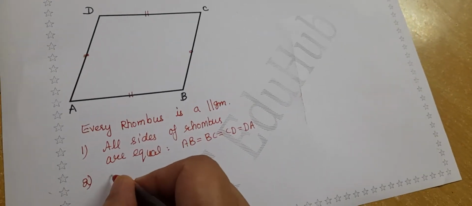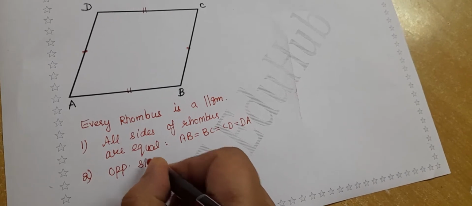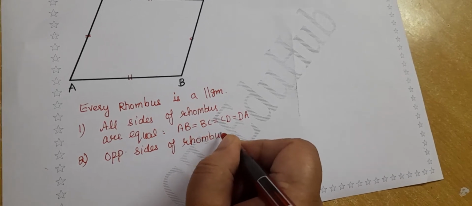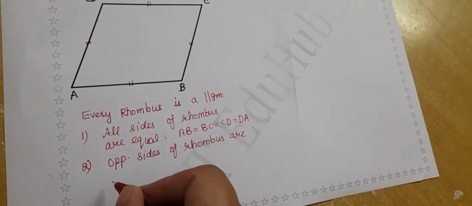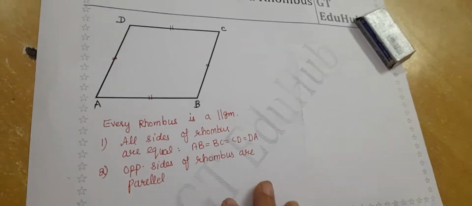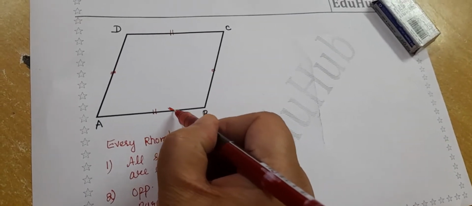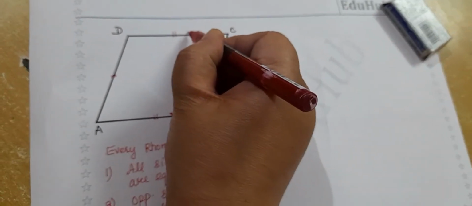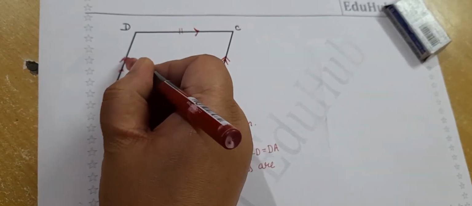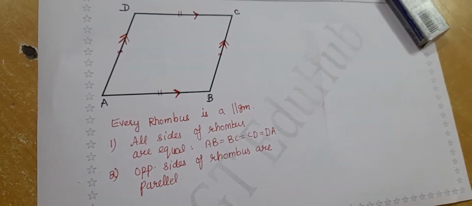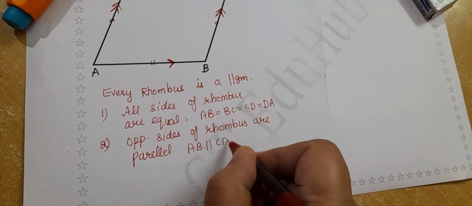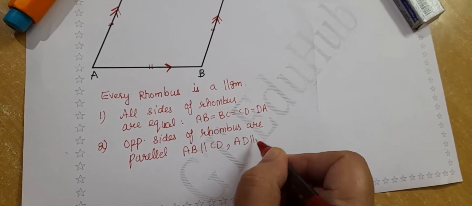Second property is opposite sides of rhombus are parallel. Both pair of opposite sides of the rhombus are parallel. What does this imply? That AB is parallel to CD and BC is parallel to AD. So we will write here AB parallel to CD and AD parallel to BC.